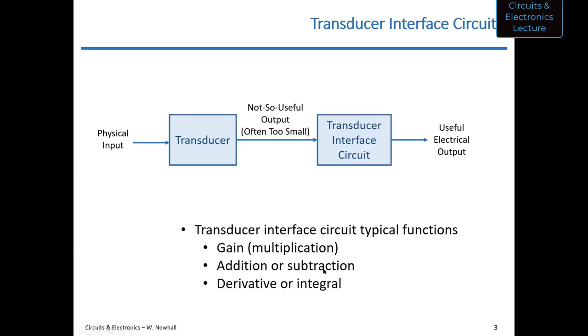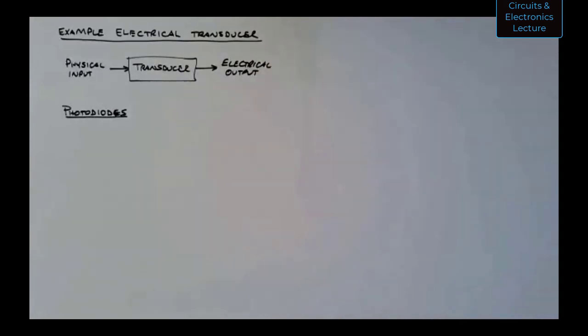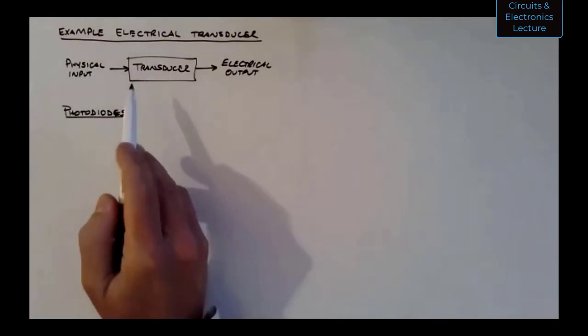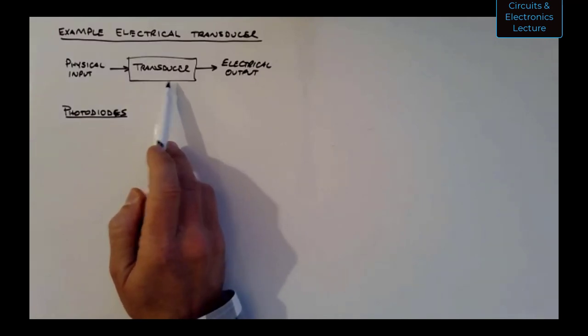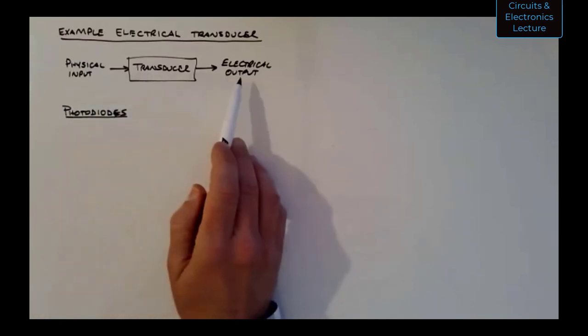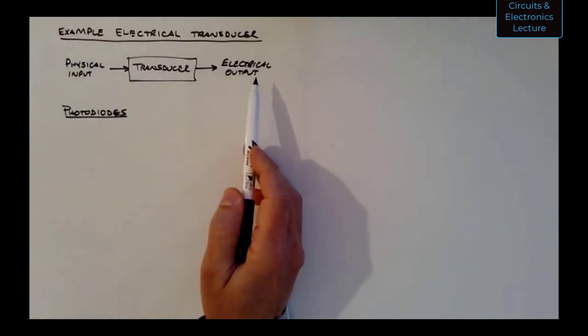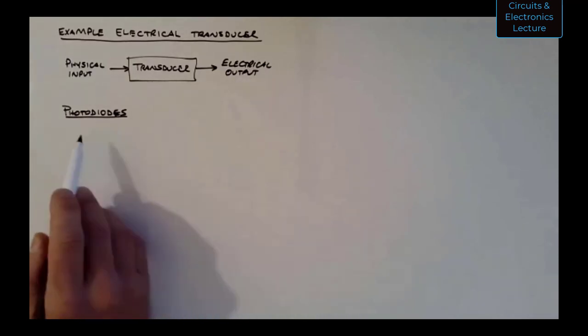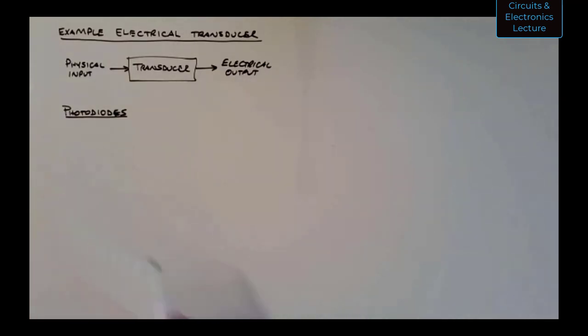Okay, so what I want to do is I'd like to show you an example electrical transducer. So let's move over to the whiteboard. So here's the same diagram I had earlier. You have a physical input and some electrical output that's, again, probably not useful directly. We're going to look at an example transducer and then a circuit that makes the output useful.